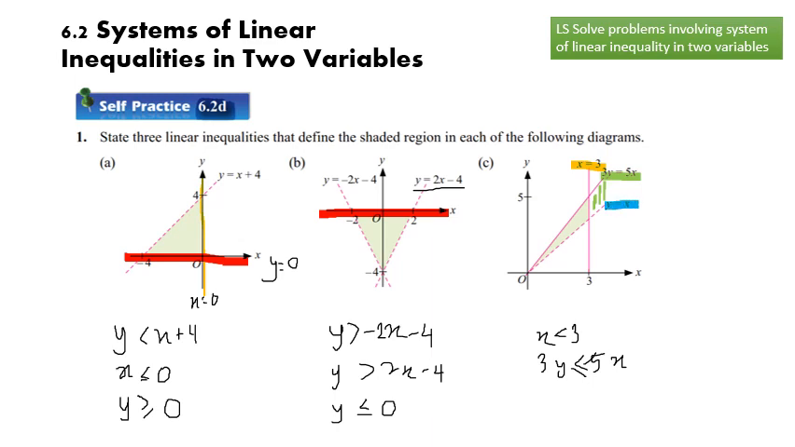Lastly, this one, y equals to x, but we see that the line is above. So, our equation would be y above means greater, and since this is dotted line, so that's why we don't need to have the equal sign. So, y greater than x.